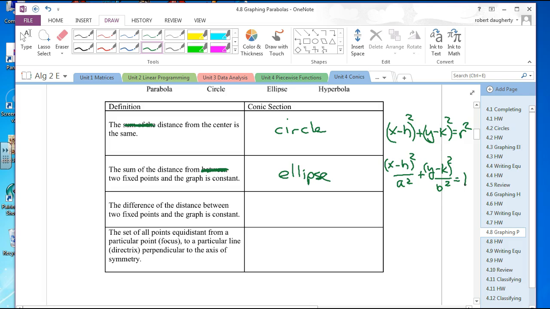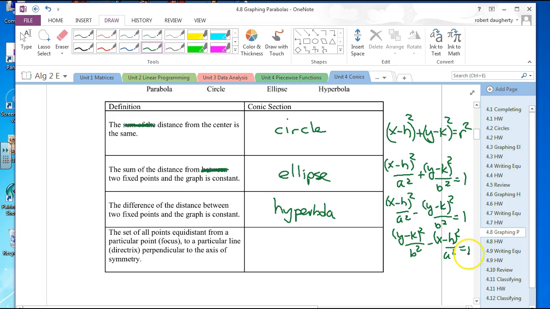The difference of the distance between 2 fixed points in the graph is constant. What is that? That's the hyperbola. And the only difference between that and an ellipse is it's (x - h)^2 / a^2 - (y - k)^2 / b^2 = 1, okay? That was one way, and the other way is the y term is positive. So these were our two forms of the hyperbola.